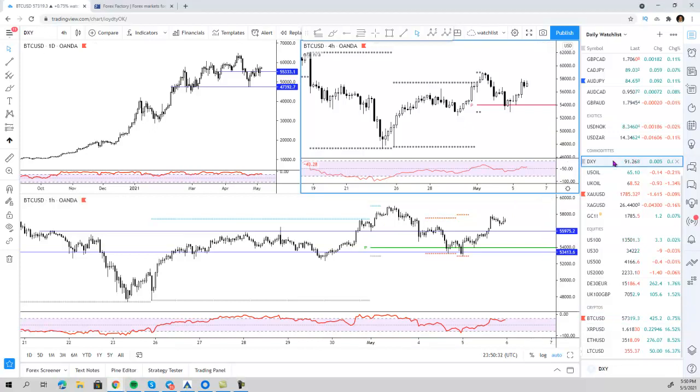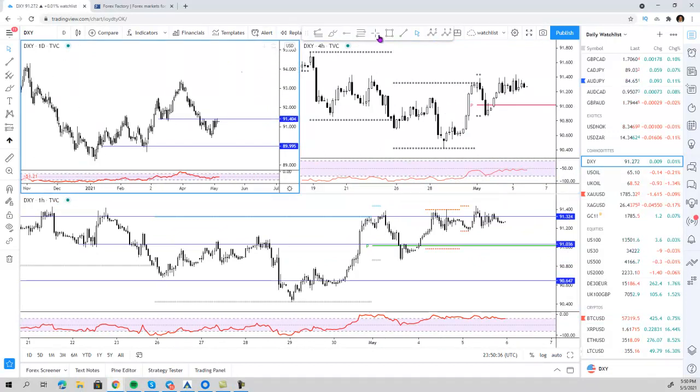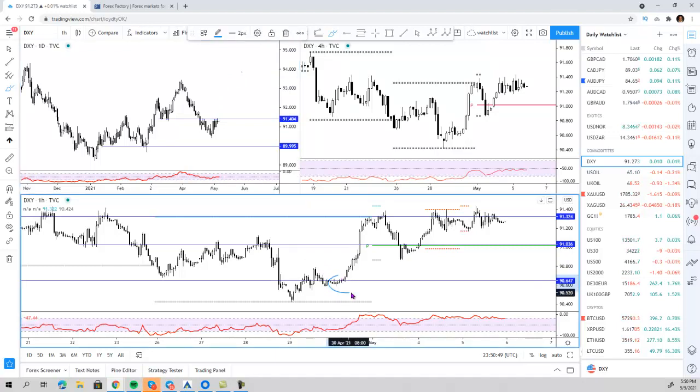We're going to start by looking at the US dollar. Now the US dollar, looking at the daily, we were talking about a bearish continuation, right? And the last couple of days, if we look at the hourly at the bottom of my screen, you can see that we've had quite a push to the upside.